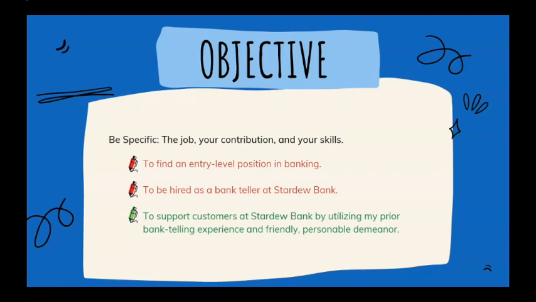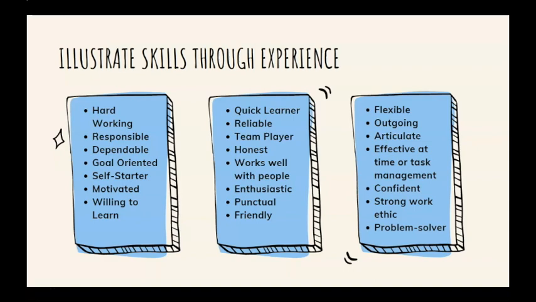So their friendly, personable demeanor is a skill. Their prior bank telling experience, of course, is an experience. Use whatever you have, whatever you can present persuasively. Here are some examples of skills that you might want to show you have through the experience that you've had in the past. Pick 1 to 3 that you're really going to show you really do have these skills.